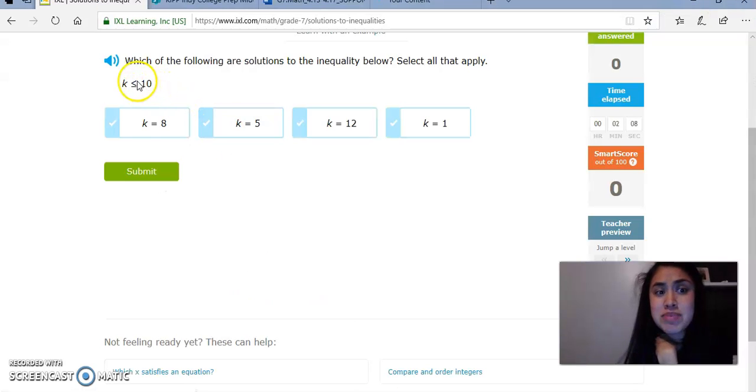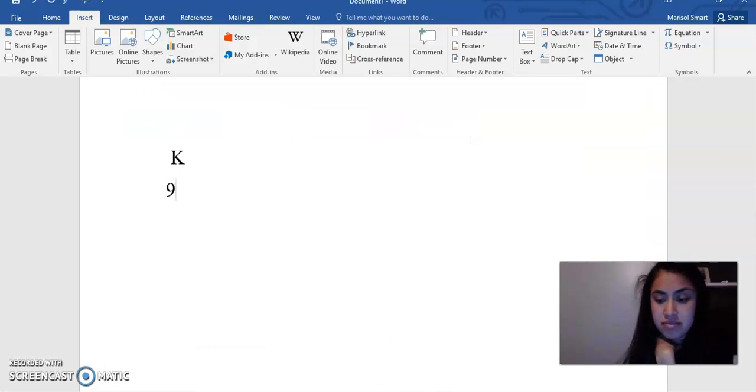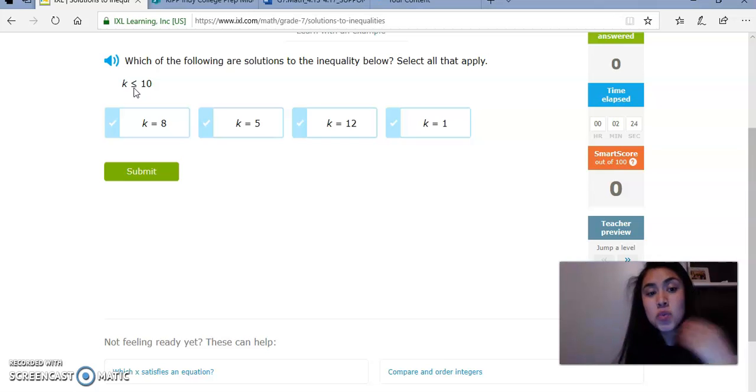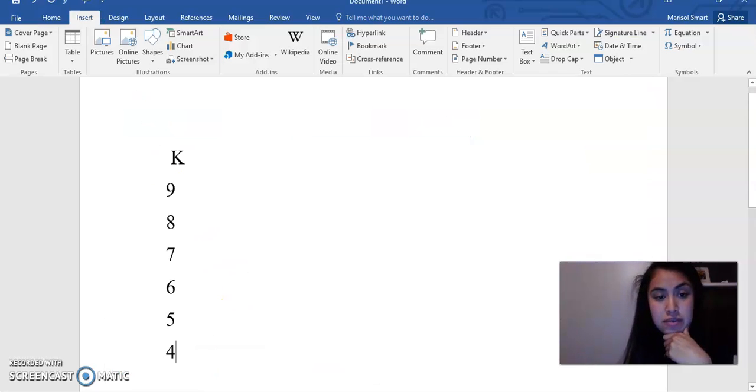It says it has to be less than, so let's think of numbers less than 10. 9, 8, 7, 6, 5, 4. You get the point, right? But the little dash underneath says or equal to 10. So we can include 10 as well.